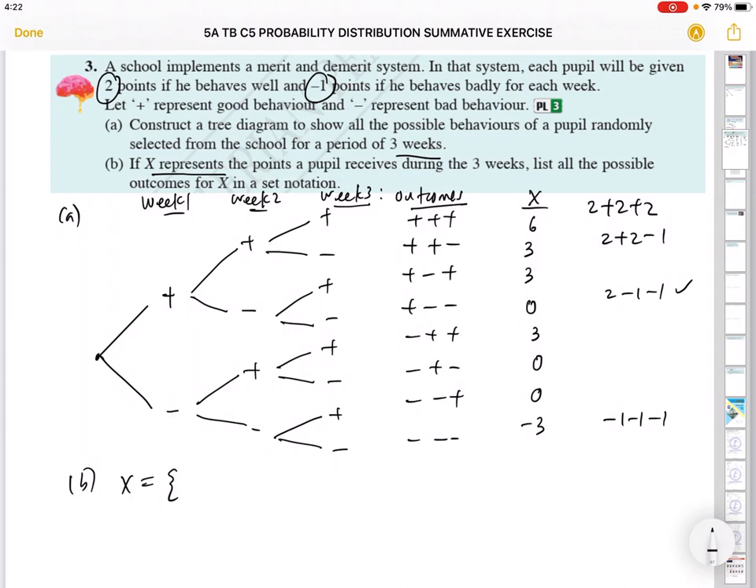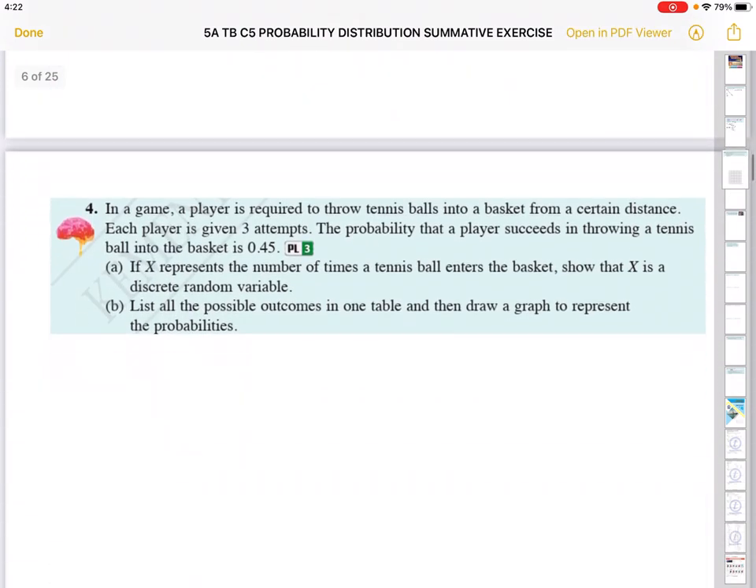The smallest value of x is negative 3. You can get a negative value in this case. Yeah, you behave badly for three weeks. 0, 3, or the maximum is 6. Yeah, be a good boy, you get 6. Bad boy, negative 3. Okay, right? So this is okay, right? Not difficult. All right, moving on to question number 4.